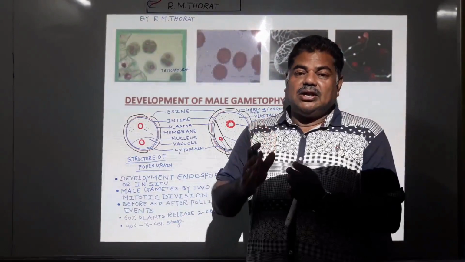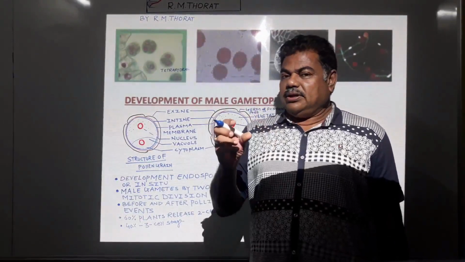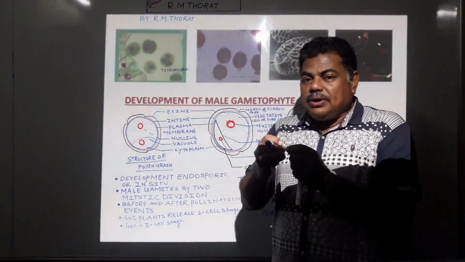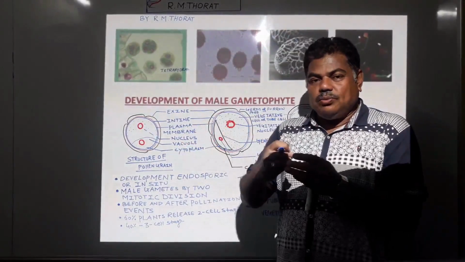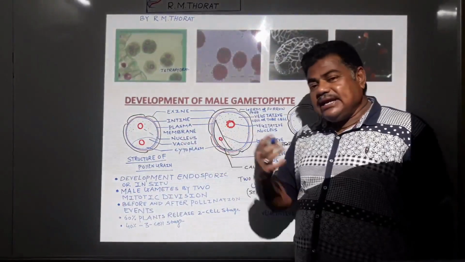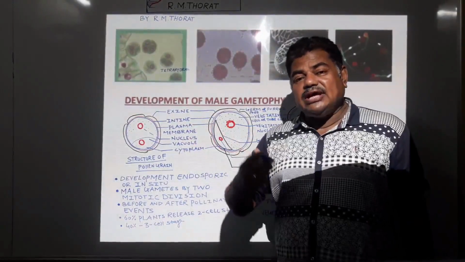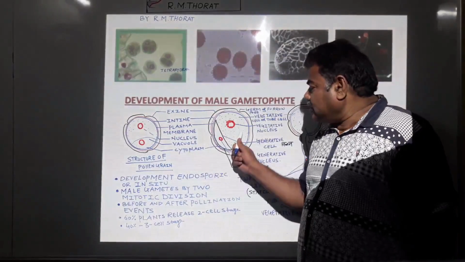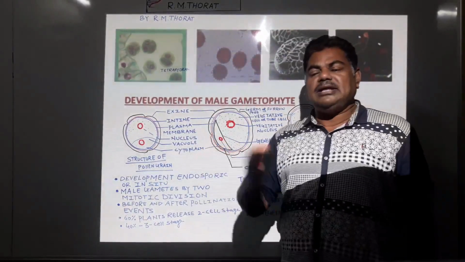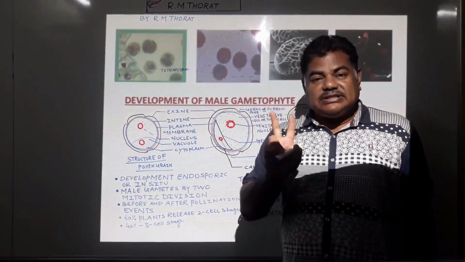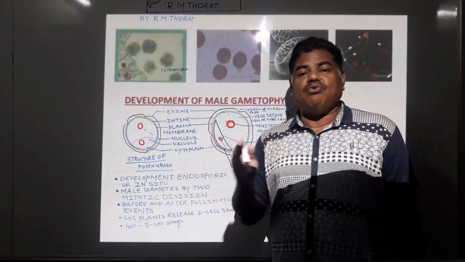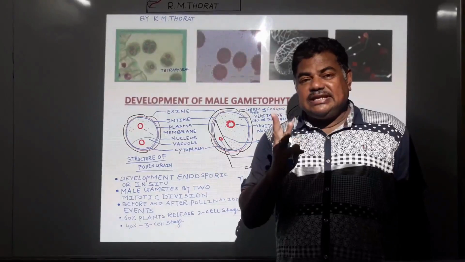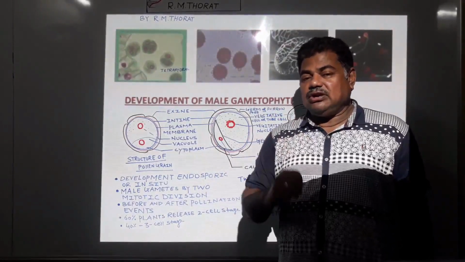when the anther lobe matures, the anther lobe dehisces, and when the anther lobe dehisces, these pollen grains are released. In 60% of angiospermic plants, pollen grains are released at a two-cell structure. Means the majority of plants release pollen grains of a two-cell structure. But there are some plants, the remaining 40%, which release pollen grains of a three-cell structure. How does the three-cell structure formation take place?